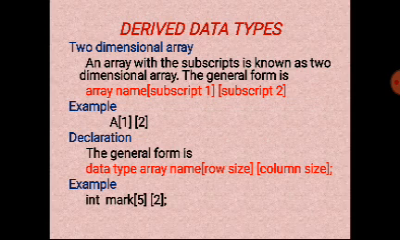A two-dimensional array is the same thing with a subscript of 2. So array name, subscript 1, subscript 2. For example, A of 1, 2. Like the general form, we can write data type, array name, row size, column size: integer mark of 5, 2. So it has 5 rows and 2 columns, and we have to enter the values.